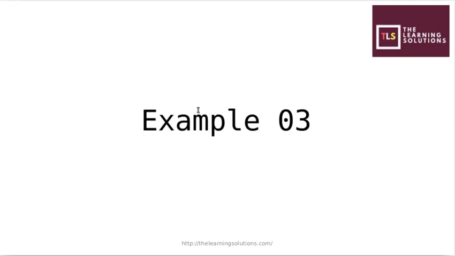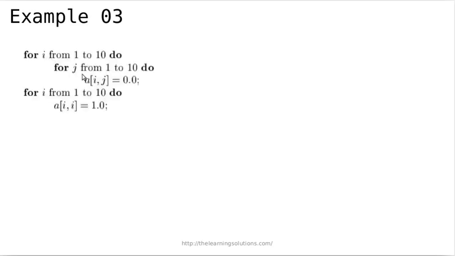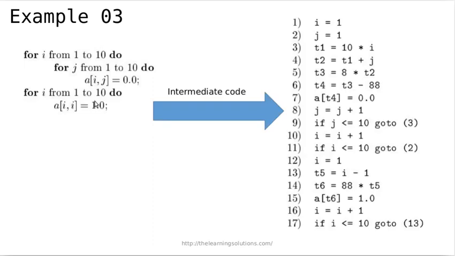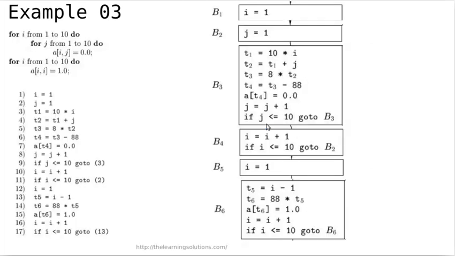Now we will see the final example, third example for the basic blocks and flow graph. Now the example consists of two for loops, nested for loops, and one more for loop followed by both of them. For this given code segment, the intermediate code or 3 address representation is given here. Now for this 3 address representation, we will find out the basic blocks, and based on basic blocks we will draw the flow graphs.